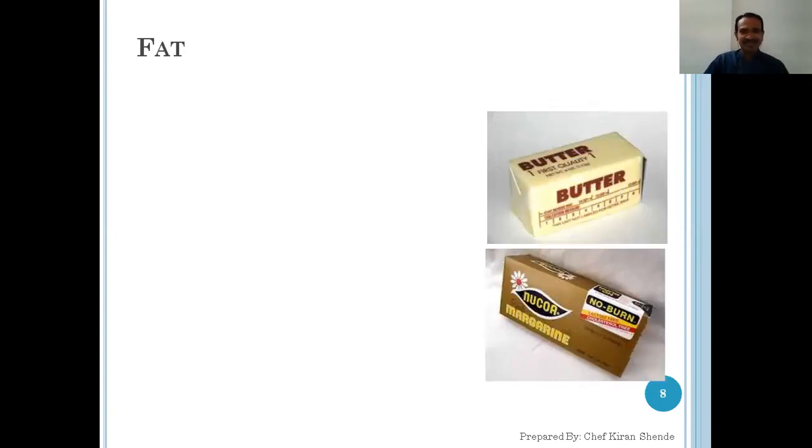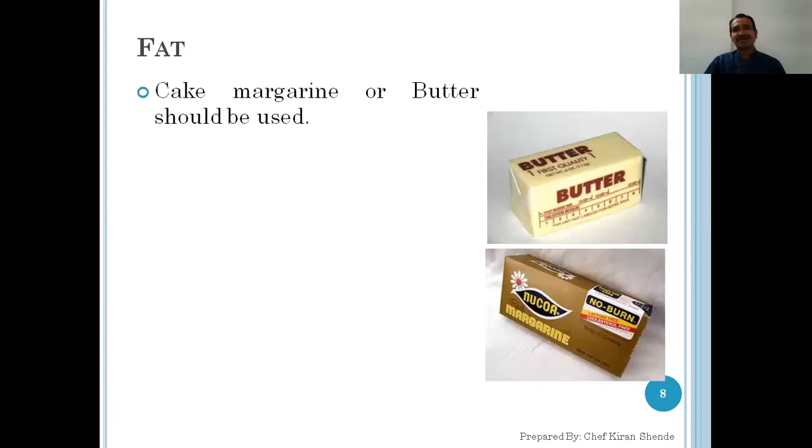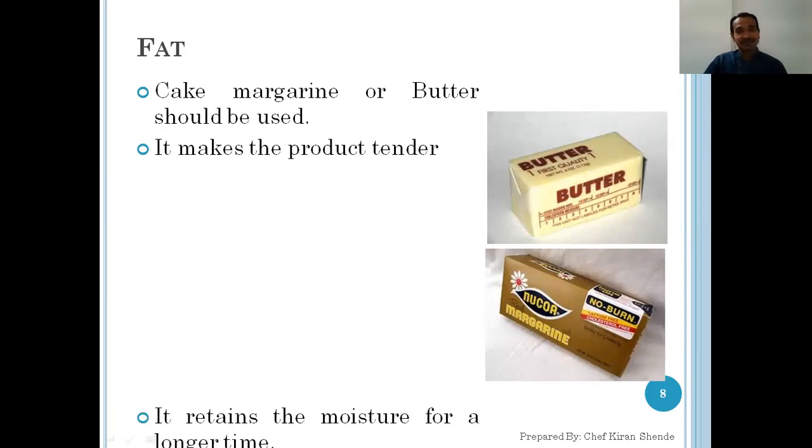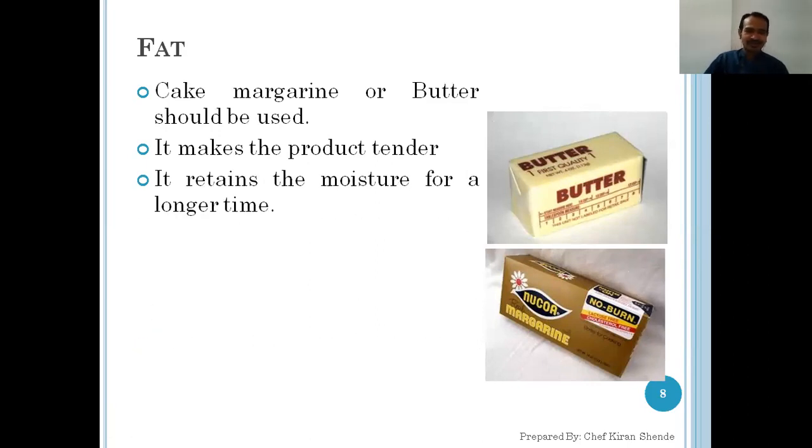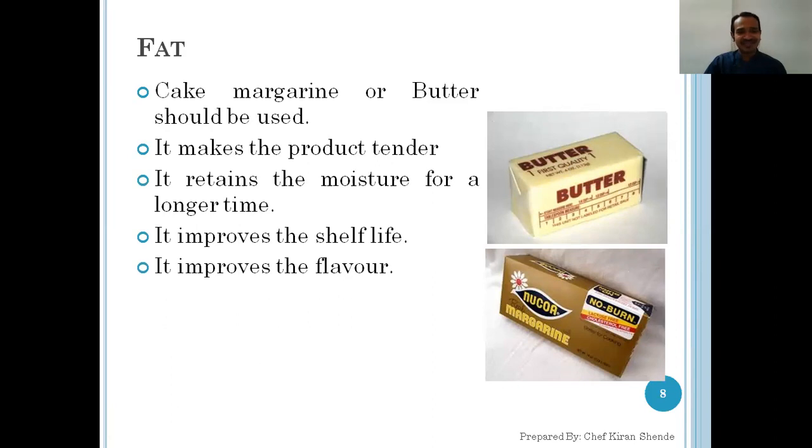Fat. Basically, two types of fats are used in cake making: butter and margarine. Mind you, if you use a combination of butter and margarine, your cake will be far better. A few functions of the fat: it makes the product tender, number one. Number two, it retains the moisture for a longer period of time. Number three, it improves the shelf life of the cake. Number four, it improves the flavor.